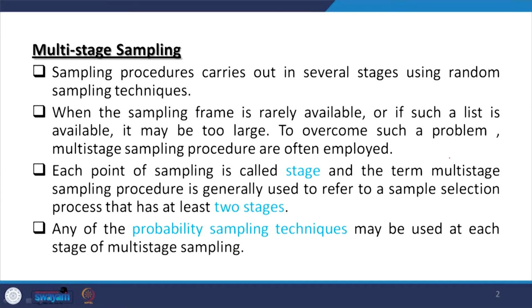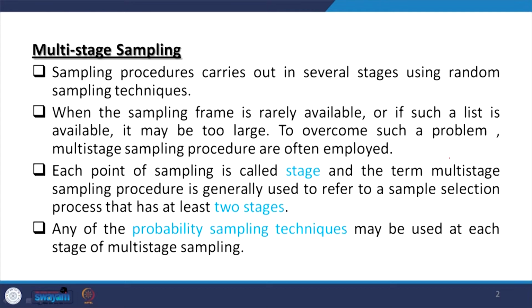Now, sampling procedures are carried out in several stages using random sampling techniques. The sampling frame is rarely available, or if such a list is available, it might be too large. To overcome such a problem, because if it is too large, handling it or proceeding through the sampling might be very expensive, it is always suggested to go for the multi-stage sampling procedure, and these are often employed in the present age.